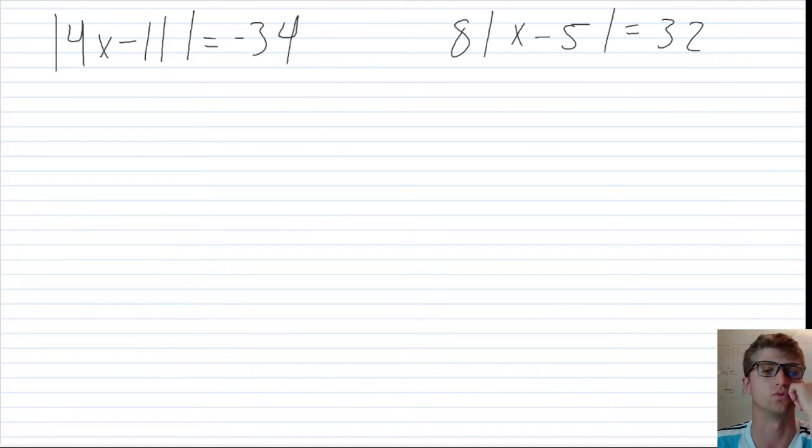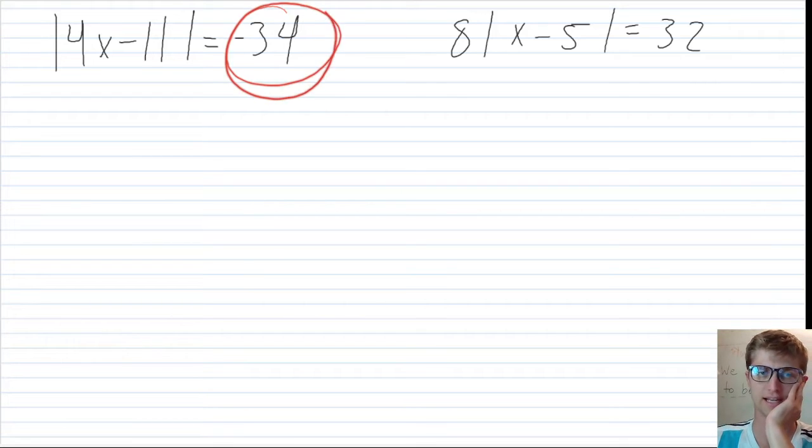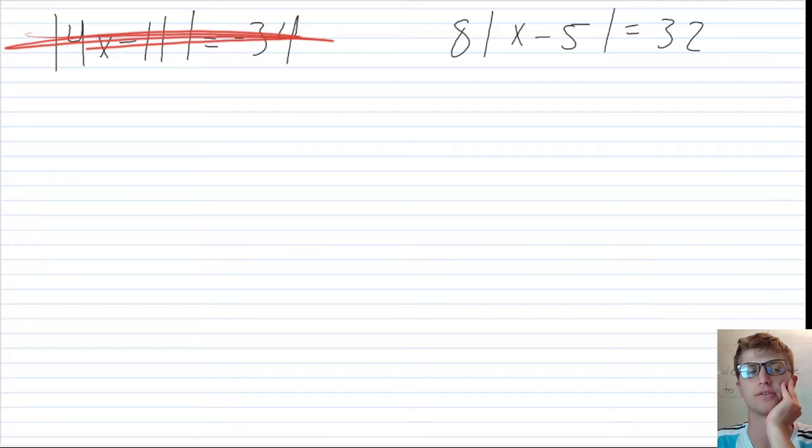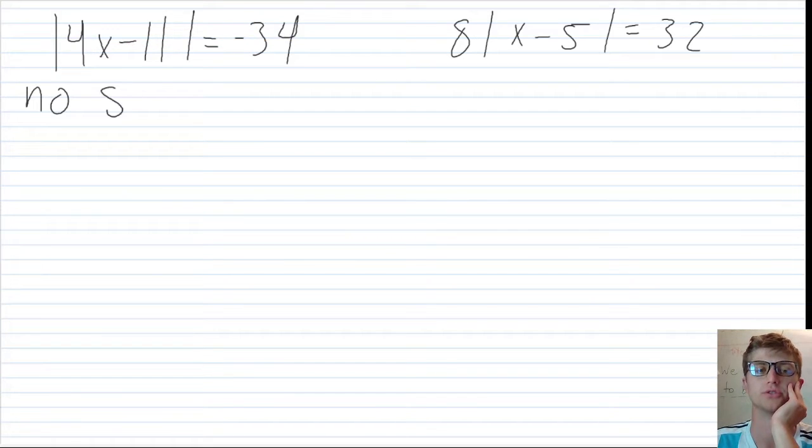Absolute value of 4x minus 11 equals -1. Got to be careful with all those straight lines. But what do you notice? We got a negative. We can't put something into the absolute value and have it come out negative, so this is another example of no solution.